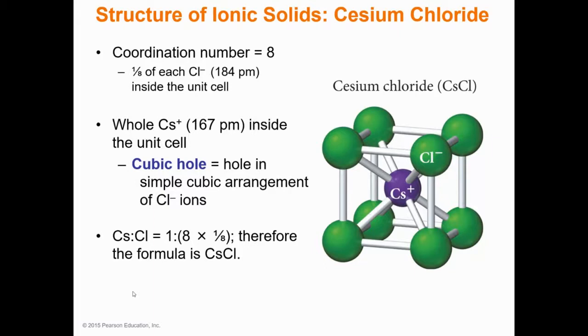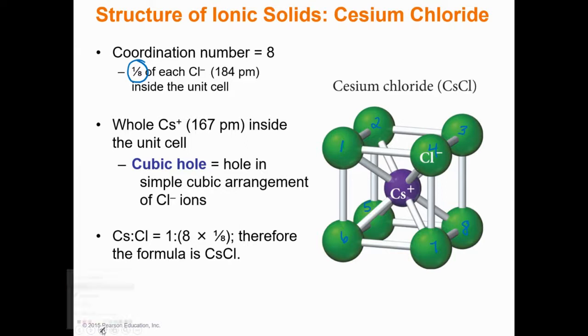So for example, if there's a coordination number of 8, what that means is I'm going to have one, oh, I can't use green on this one. 1, 2, 3, 4, 5, 6, 7, 8. Okay. If you remember the slicing from the video, that means each one of these is going to be 1/8 of a chloride ion.